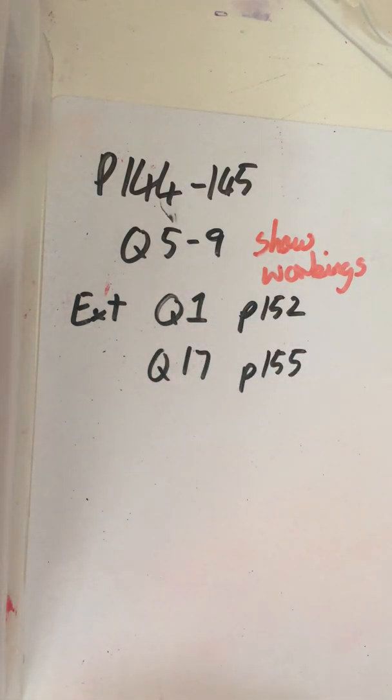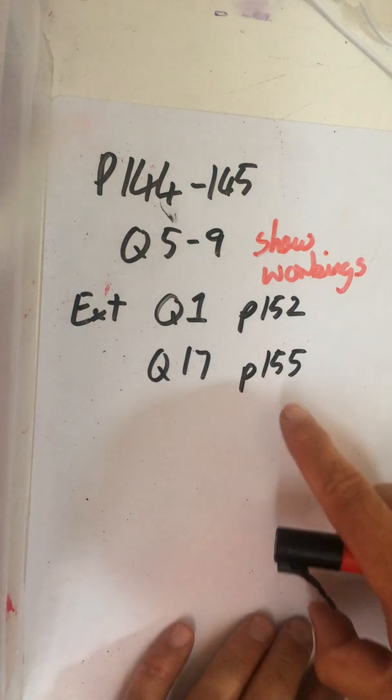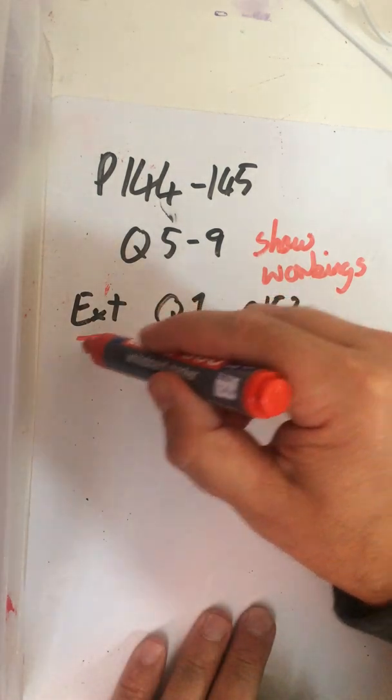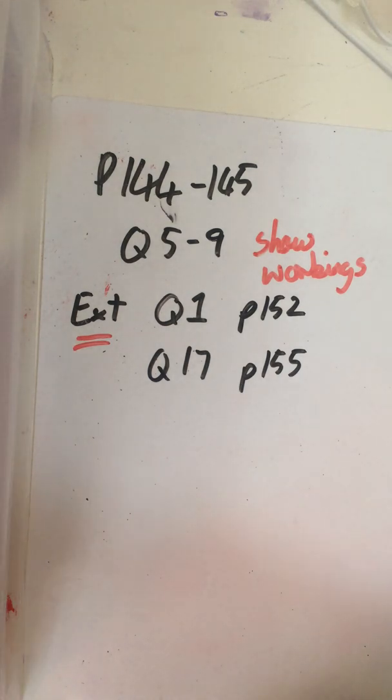Then your extension questions: question 1, page 152, and question 17, page 155. Remember, the extension ones are optional, but have a go with them if you're feeling brave.